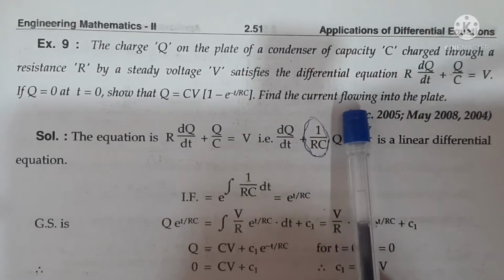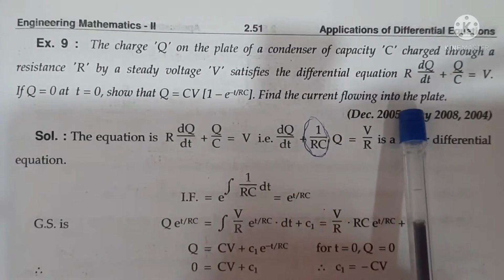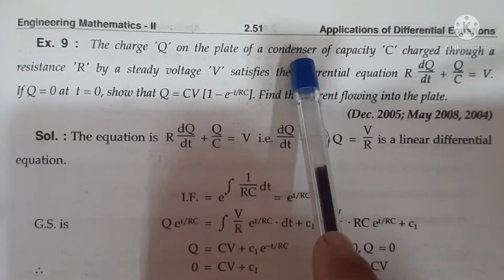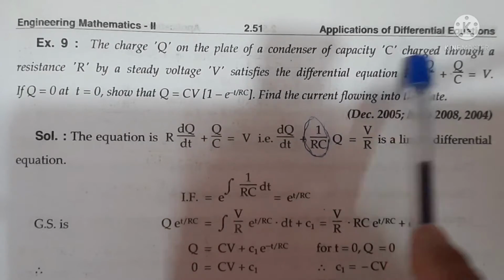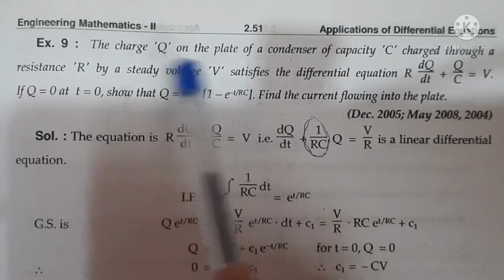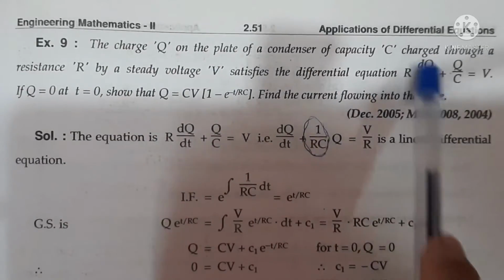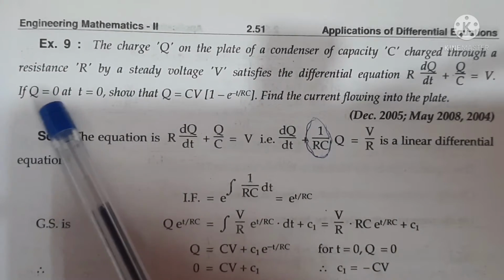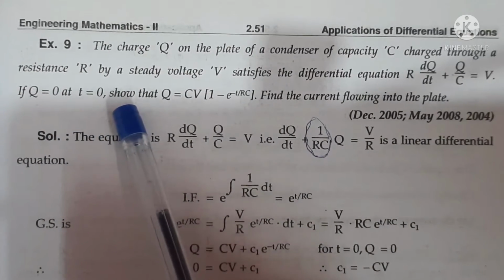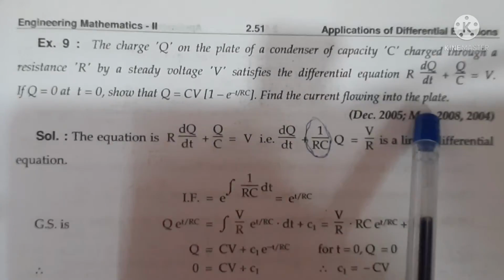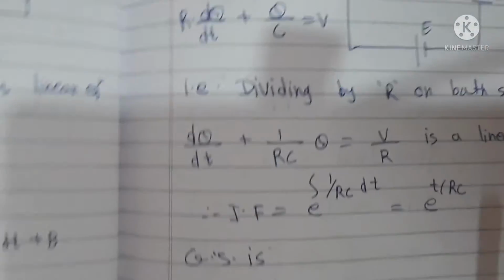Now let us solve this problem, or understand this problem with the help of a diagram. Here the charge Q on the plate of the capacitor is given, and the steady voltage is also given. The differential equation relation is also given, and the initial condition Q = 0 at t = 0. We have to show that Q is equal to this, and also find the current flowing into the plate. Now let us see how we are going to solve this problem.